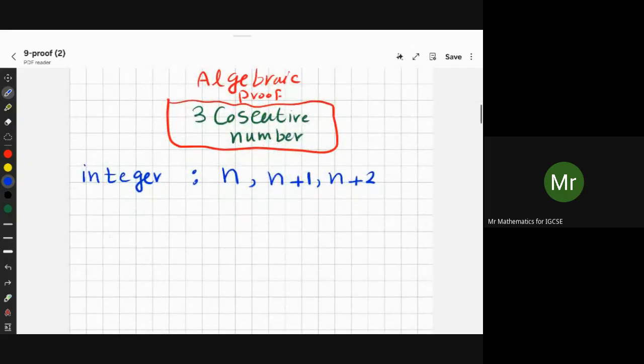What about if he said even numbers? We need to write 3 consecutive even numbers. It would be 2n, the next is 2n plus 2, the next is 2n plus 4. Here are 3 consecutive even numbers also.